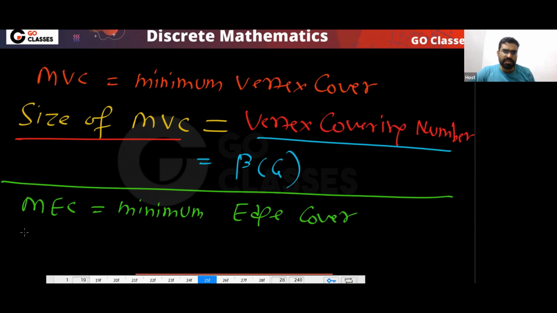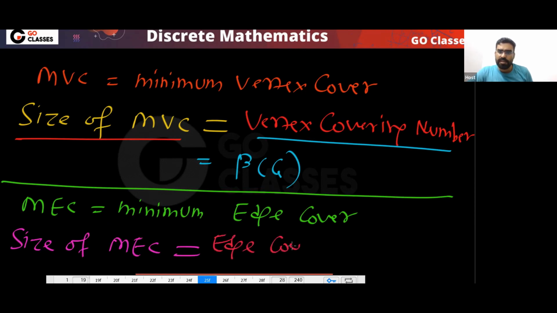Okay. And what is the size of minimum edge cover? The size of minimum edge cover is the edge covering number. The symbol for this is beta dash. Okay, is this clear? Minimum edge cover.